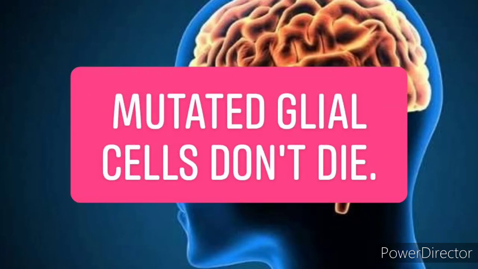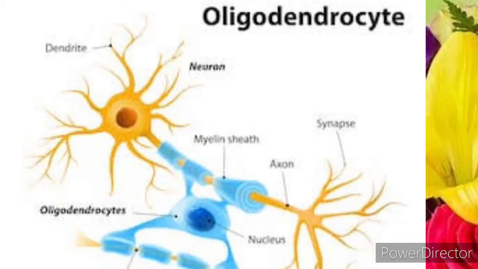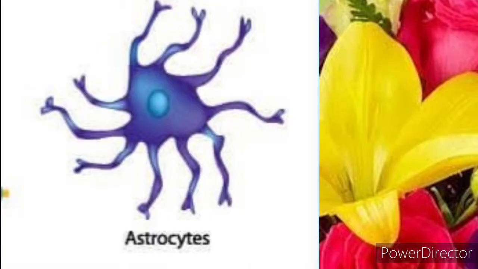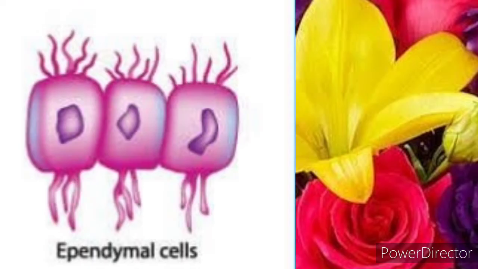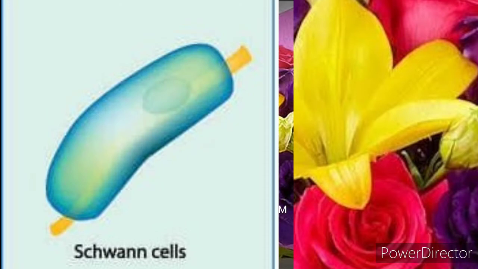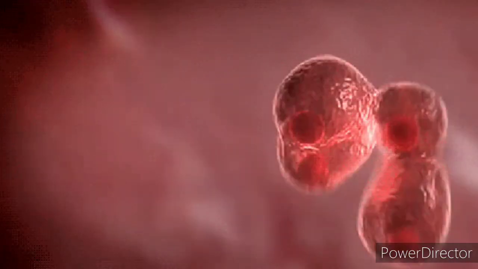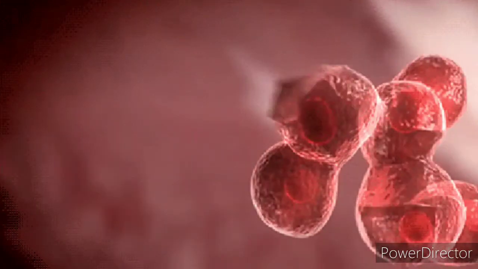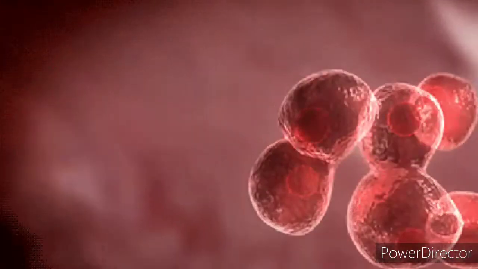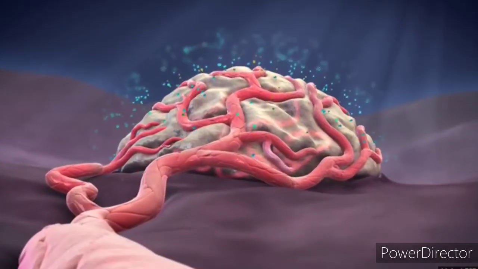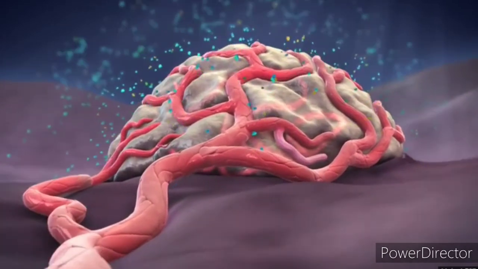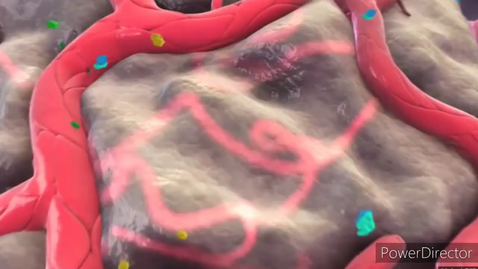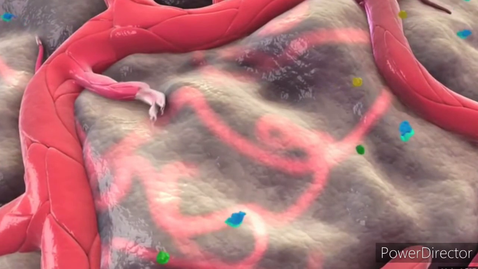The mutated glial cells don't die, as compared to normal cells that have their own lifespan for new glial cells to be born. The mutated glial cells such as mutated oligodendrocytes, mutated astrocytes, mutated ependymal cells, mutated microglia, mutated Schwann cells, and mutated satellite cells are multiplying uncontrollably until such new growth of tissue becomes a tumor. At the same time, angiogenesis is present. This is the developing of new vessels to supply blood and nutrients for the tumor to grow more and more.